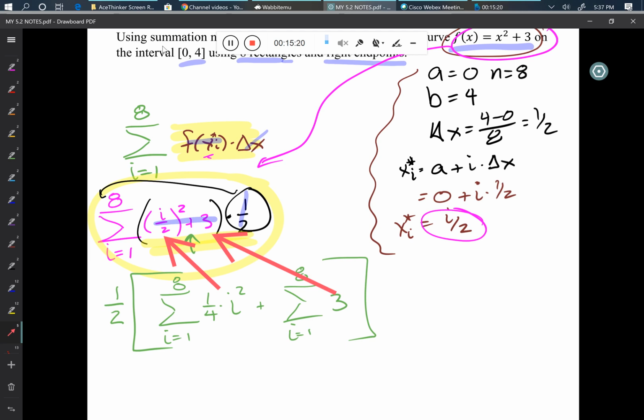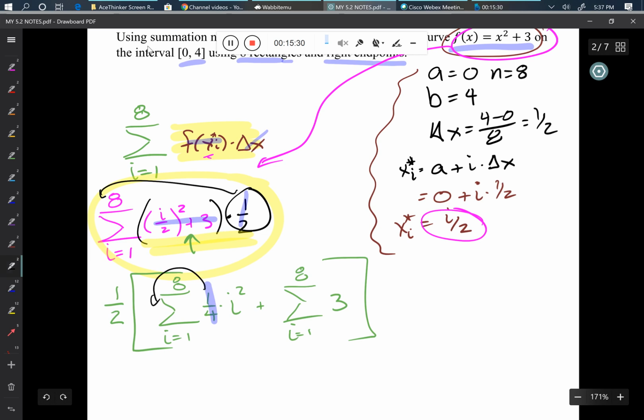Now I'm happy with my second summation, but I'm unhappy with my first summation because of the silly 1/4. But can I take that 1/4 and pull it right to there? So that's going to give me 1/2 times 1/4 of the summation as i goes from 1 to 8 of i squared plus the summation as i goes from 1 to 8 of 3. I'm sorry, I got my fourths and my halves mixed up.